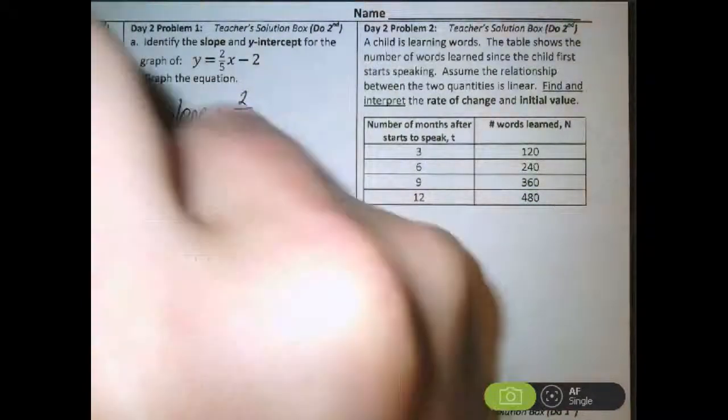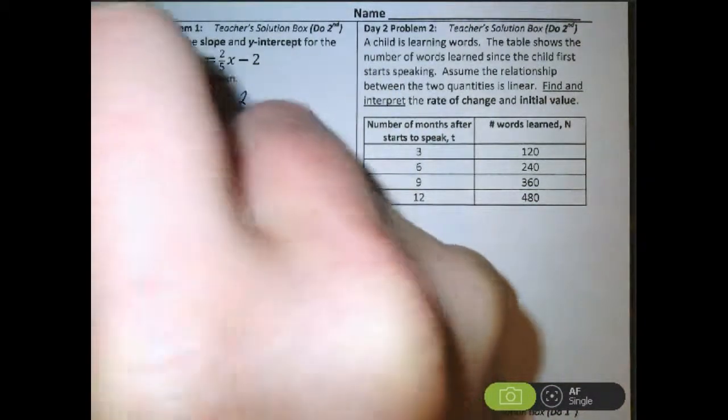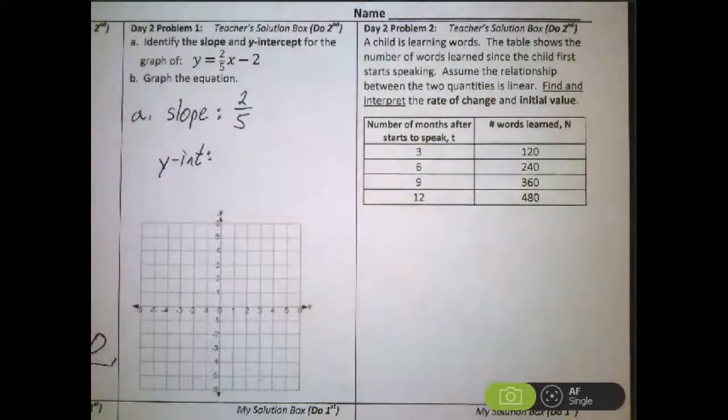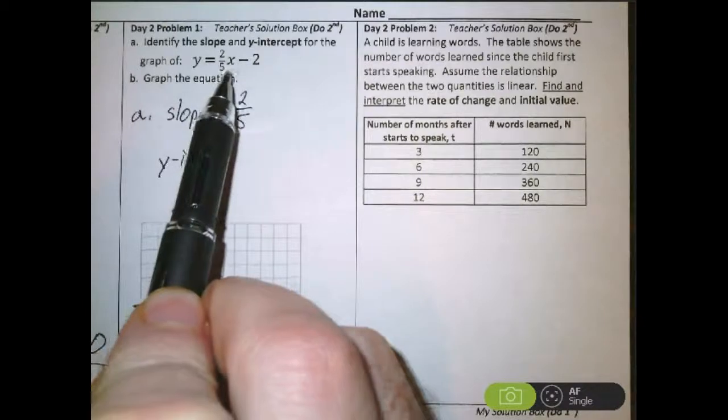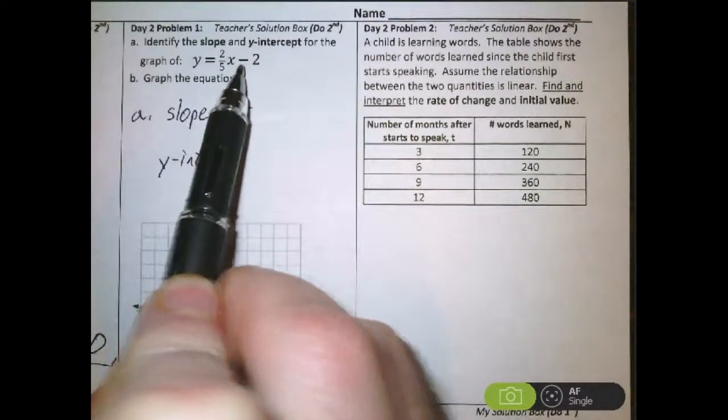Now we're asked for the y-intercept. In this form, the y-intercept is the constant term. In this case, -2.